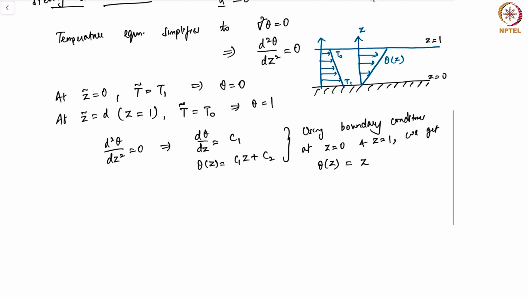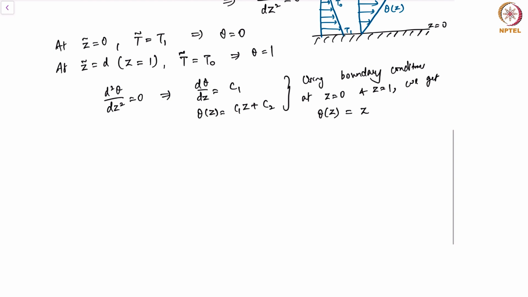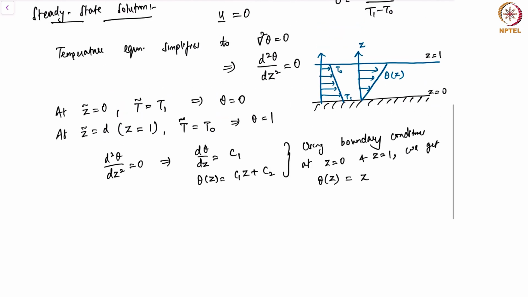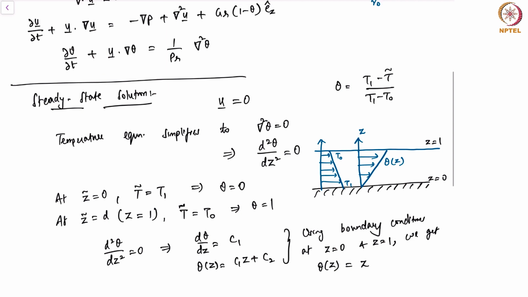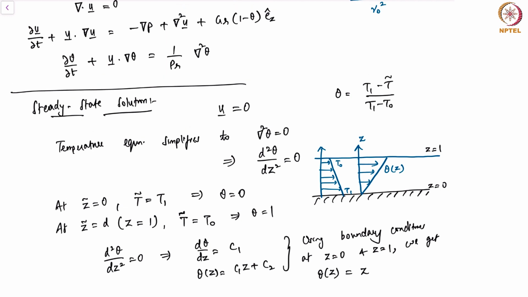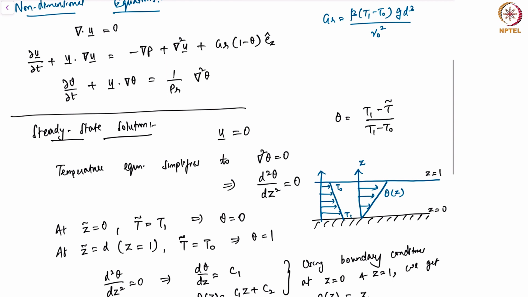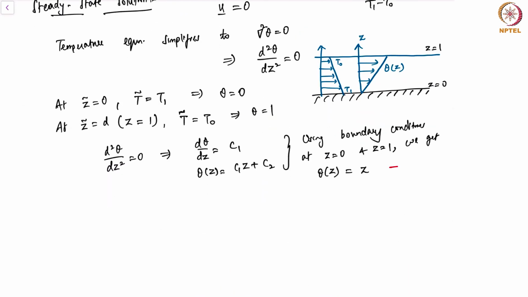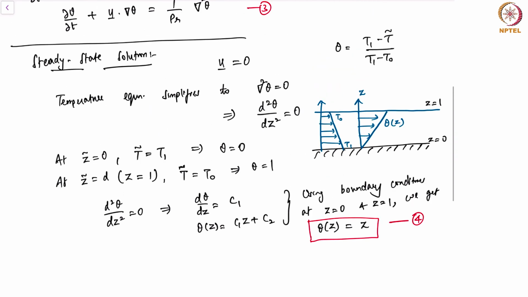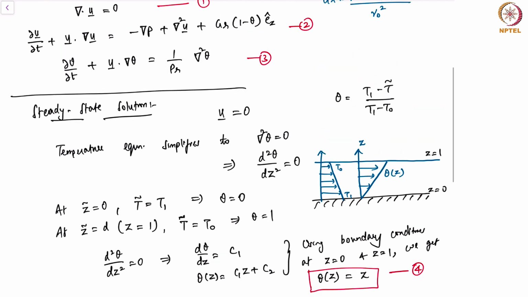Now that we have this base state, we can use this temperature to substitute into the momentum equation. If you look at the momentum equation, the left hand side would be identically 0. Let's label these equations: 1, 2 and 3, and this result that we've just now got, we call it 4. If we substitute result number 4 into equation 2, which is the momentum equation, notice that all the terms will cancel out except two terms, the pressure term and the buoyancy term.